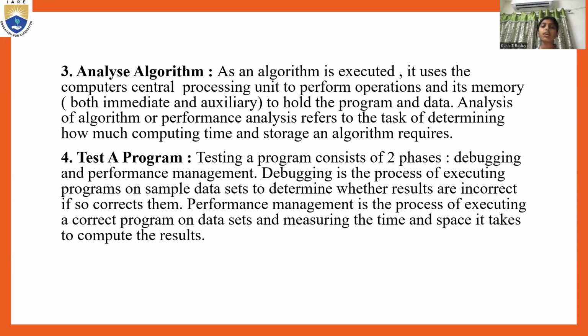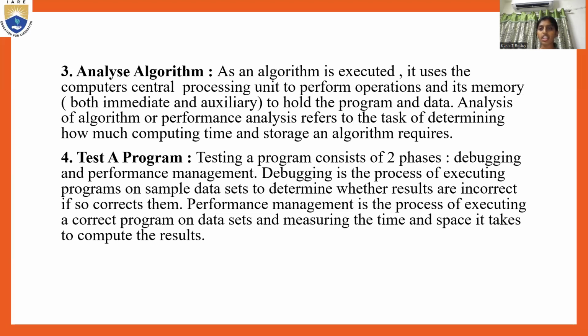So analyzing the algorithm. As an algorithm is executed, it uses the computer's central processing unit to perform operations and its memory, both immediate and auxiliary memory, to hold the program and data. So analysis of algorithm or performance refers to the task of determining how much computing time and storage an algorithm needs. Computing time is nothing but time complexity and storage is nothing but space complexity. So analyzing an algorithm is nothing but checking how much time complexity and space complexity your algorithm is taking. If it is taking more time and more space, you have to make some changes and reduce it so that it can be performed in an efficient manner.